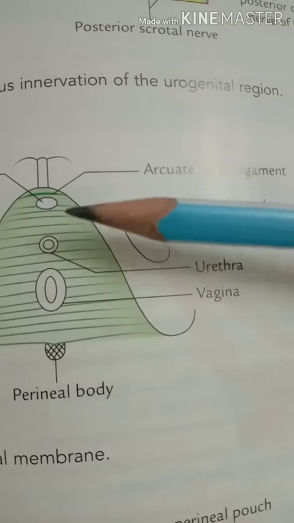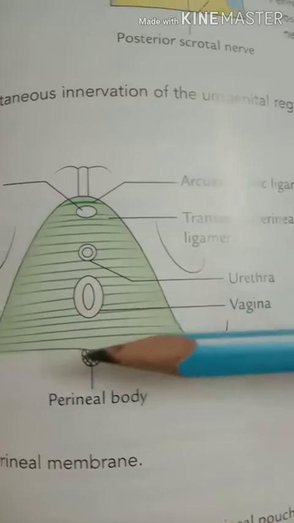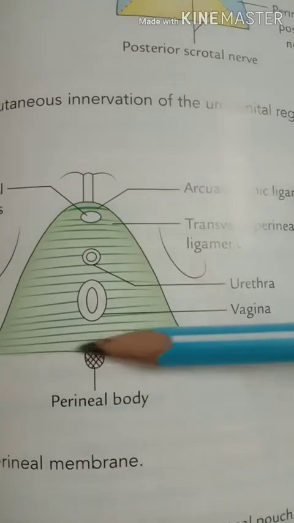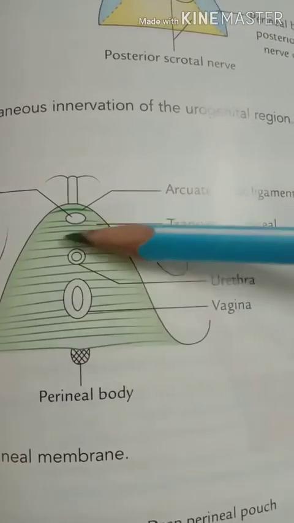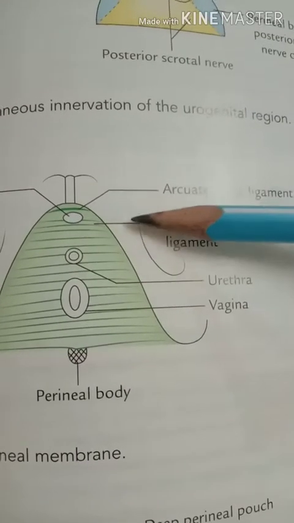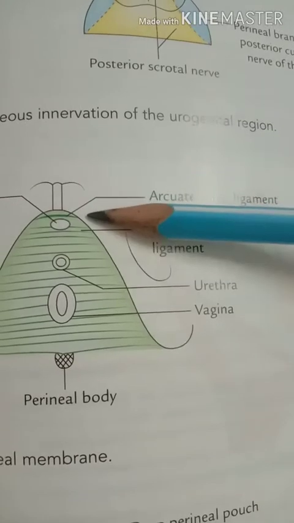This attaches to the sides. The posterior margin of the perineal membrane is fused with the perineal body. Here you can see it fused with the perineal body, and the anterior margin is attached to the transverse, forming the transverse perineal ligament.